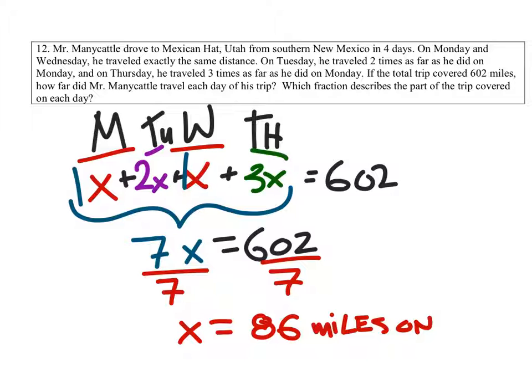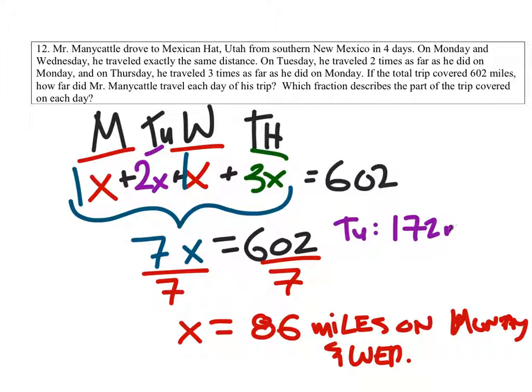What fraction describes the part of the trip covered on each day? 86 miles on Monday. So this isn't even finished yet. And Wednesday. 2 times that would be Tuesday's. Tuesday is going to be 172 miles. And then Thursday will be 3 times as much, which will be 258 miles.